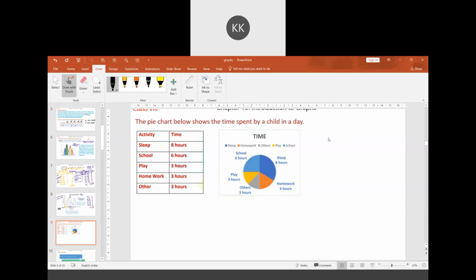We know that it is based on percentage and 360 degrees. I said that there are two things to be done. One is we have to find the fraction. The other is we will find the central angle. What's the fraction with respect to sleep? 8 upon the total hours. You have to count the total hours. What is the total hours here?